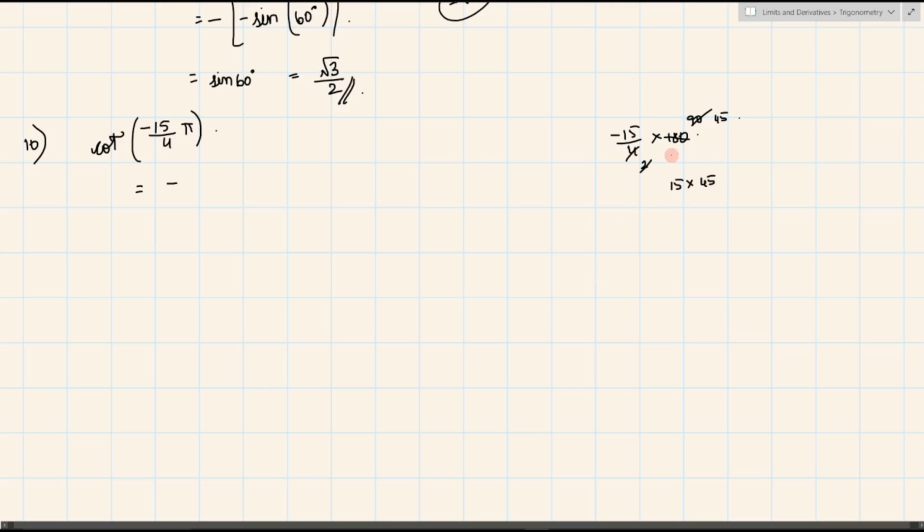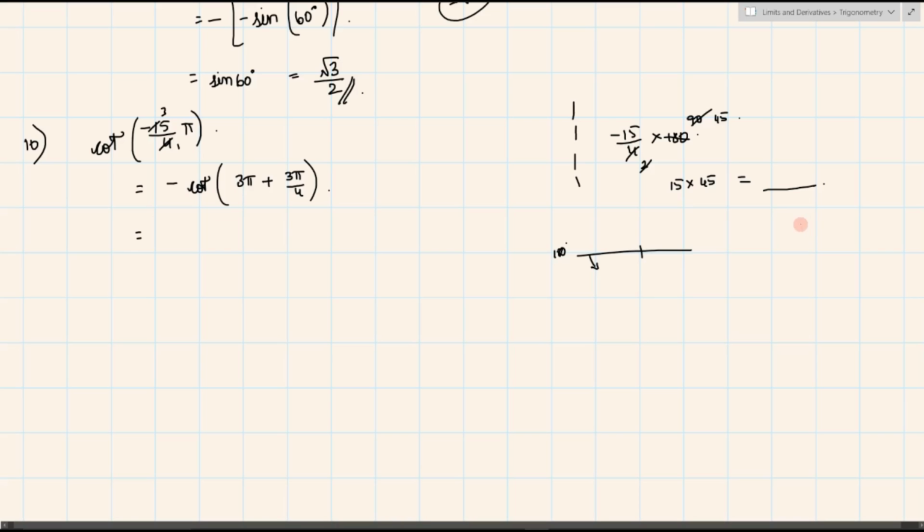Since we'll have a very huge number, we can also try another method. That would be minus cot of 3 pi plus 3 pi by 4. So 3 pi is nothing but, we'll be here on the 180 degree line. We are again traveling 3 pi by 4 from the 180 degree line.